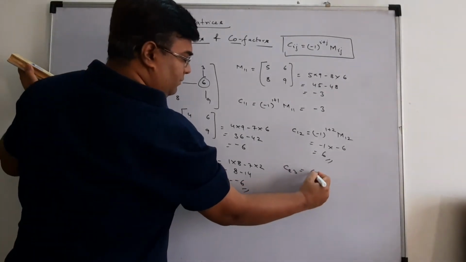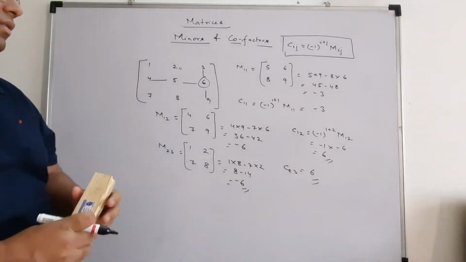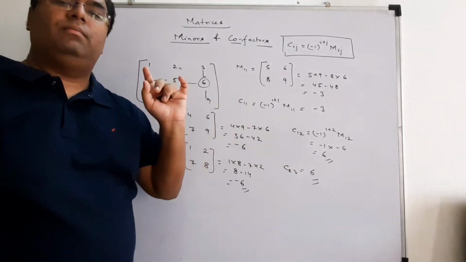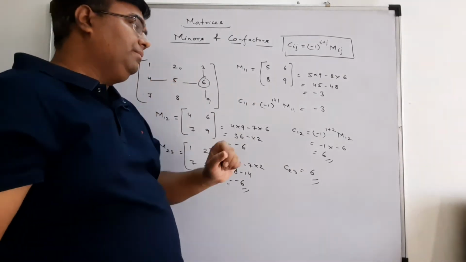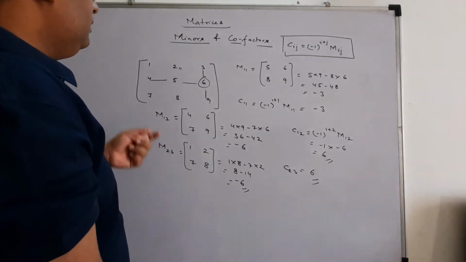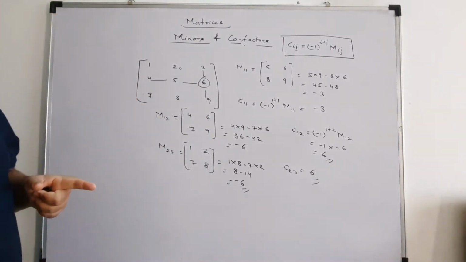It will be 6. Whenever the sum is odd, just reverse the sign of the minor. If the sum is even, same sign. Sum is odd, reverse the sign. So, understand this thing? Okay.